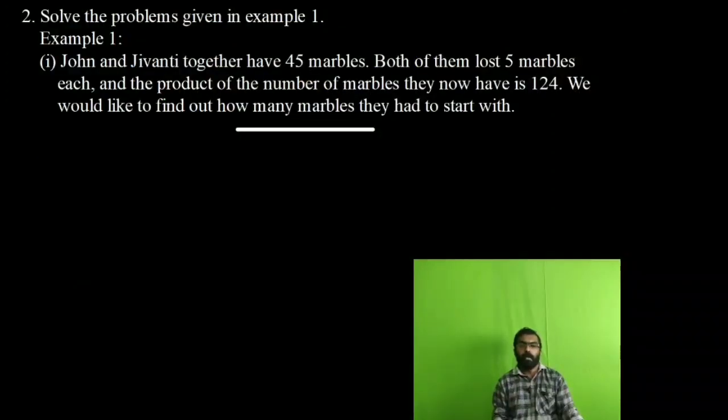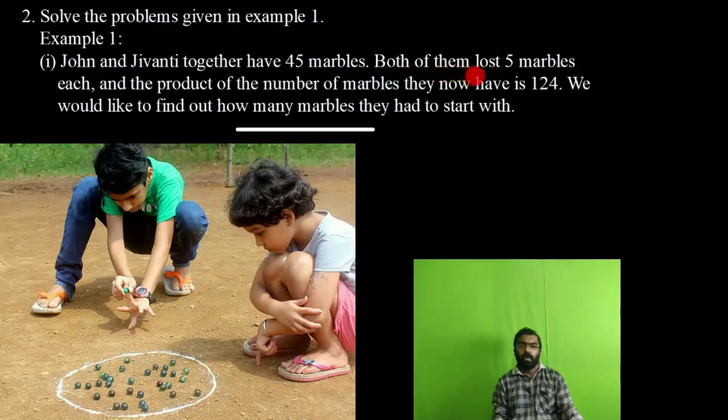Solve the problems given in example 1. In example 1, we have two sub questions, and the first sub question is: John and Jivanti together have 45 marbles. Both of them lost 5 marbles each, and the product of the number of marbles they now have is 124. We would like to find out how many marbles they had to start with.